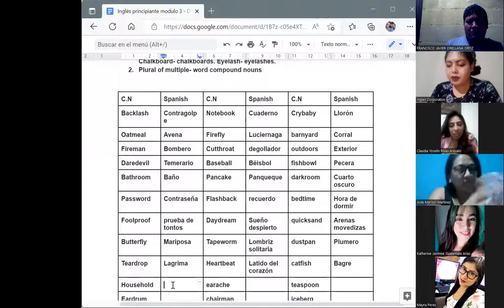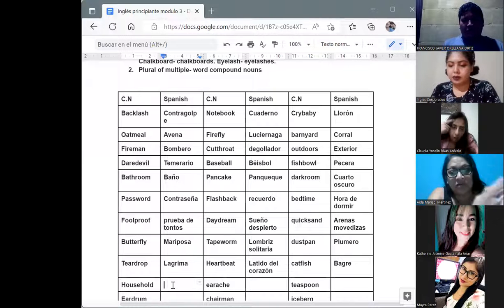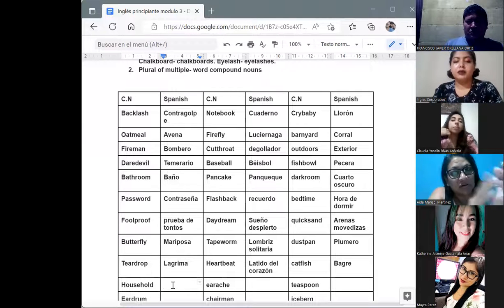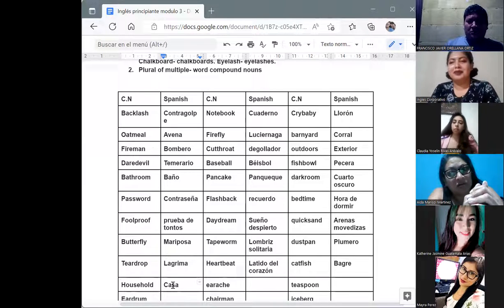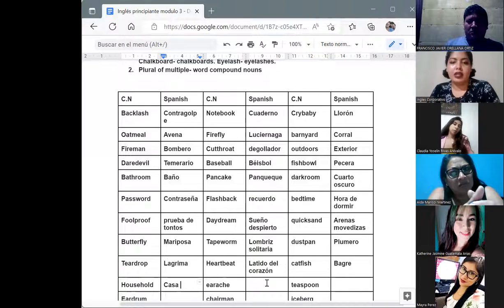Household. House. Hall. Casa de ahorro. Just the first word. Banco. Just house. No. ¿Cómo se llama ahí? Just house. Es el domicilio, la casa. Casa familiar. Ah, es la casa, el domicilio donde ustedes residen.